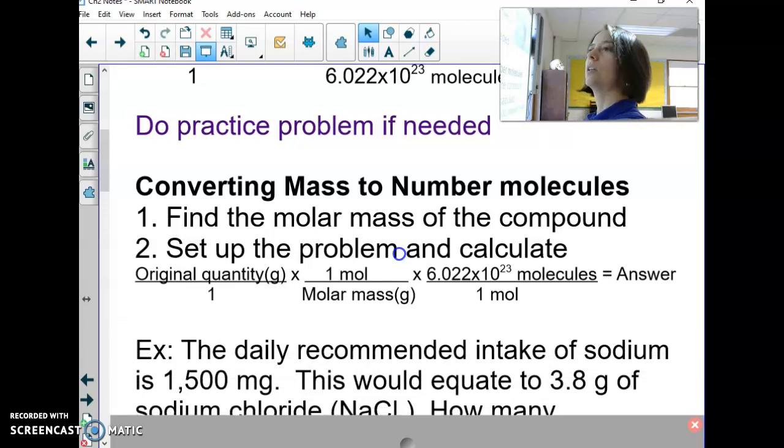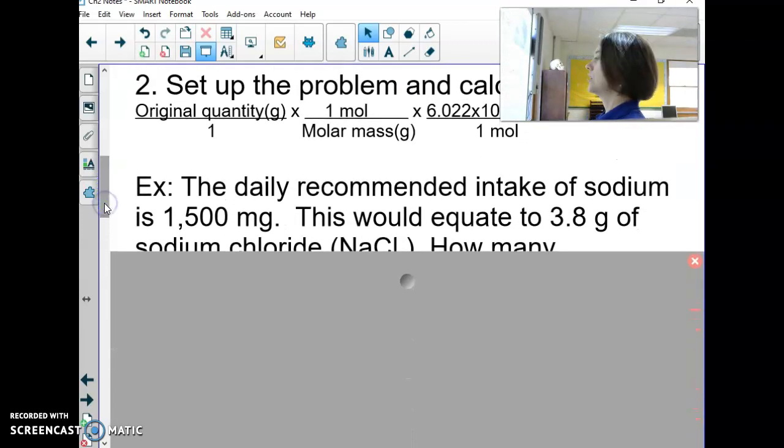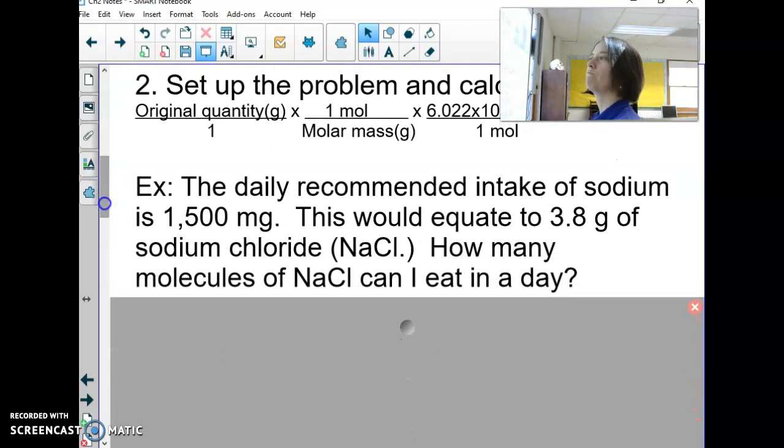So please write down this question. The daily recommended intake of sodium is 1,500 milligrams. This would equate to 3.8 grams of sodium chloride, NaCl. How many molecules of NaCl can I eat in a day?